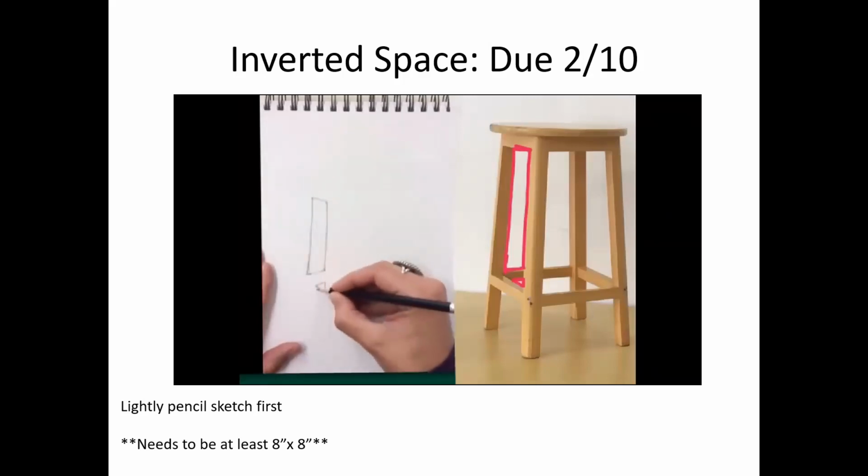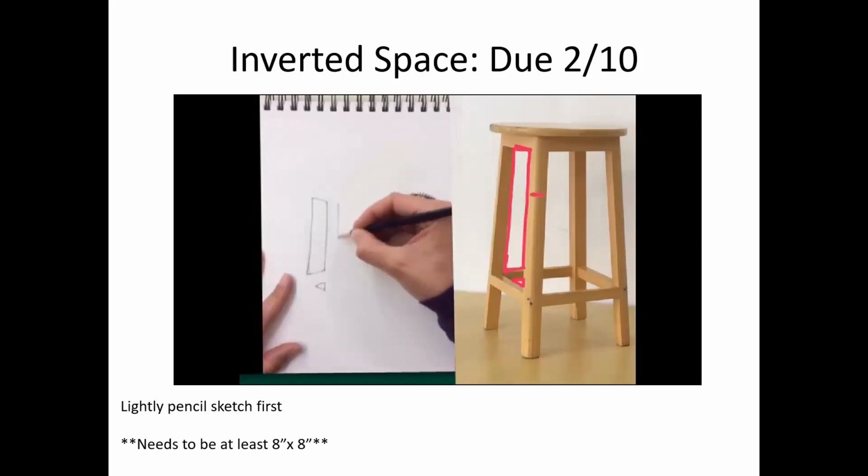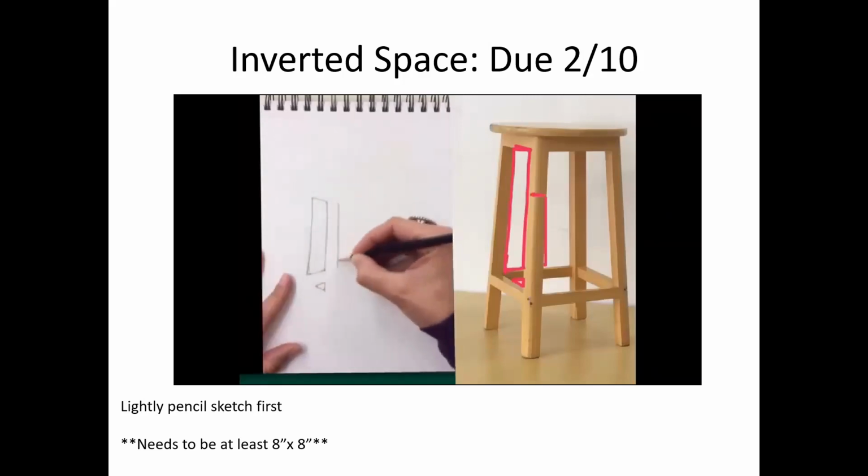Then after you've drawn the essence of the negative space so that you draw it and you're like, oh, okay, now I can see that stool.